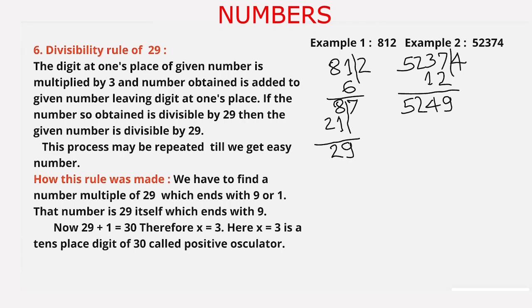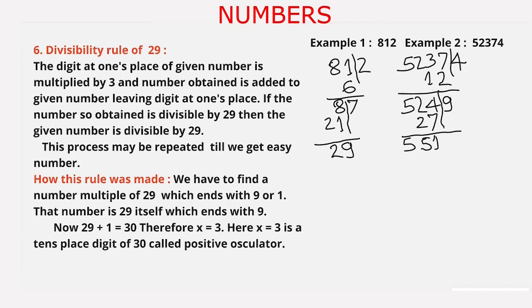This number is still large and we cannot determine whether it is divisible by 29 or not. So we repeat this process again. The ones place digit of this number is 9 and 9 times 3 is 27. And after leaving 9, we add 27 to the remaining part of the number. So 4 plus 7 is 11. We carry 1. 2 plus 1 is 3. Plus 2 is 5. And we carry 5. Now the number is 551.